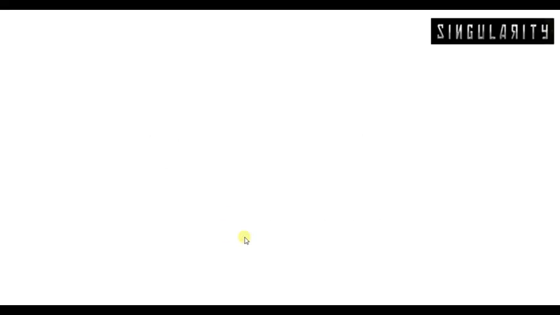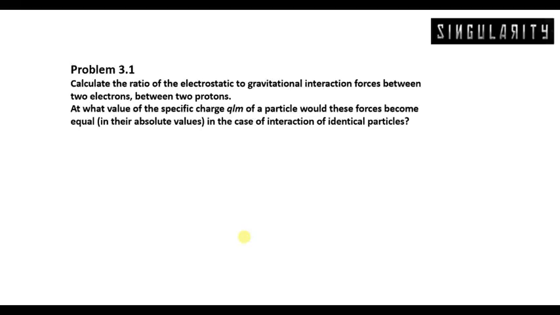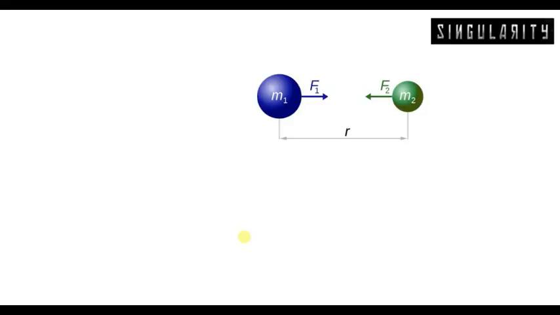So let's do the very first problem. Problem 3.1 states: calculate the ratio of electrostatic to gravitational interaction forces between two electrons and between two protons. The other part of the question is: at what value of specific charge q by m of a particle would these forces become equal in their absolute values in the case of interaction of identical particles? So firstly, let's do the first part of this question, and here we go.